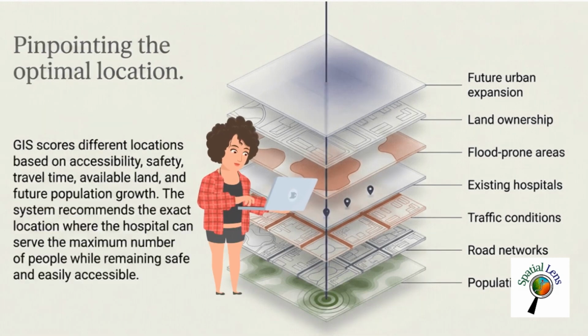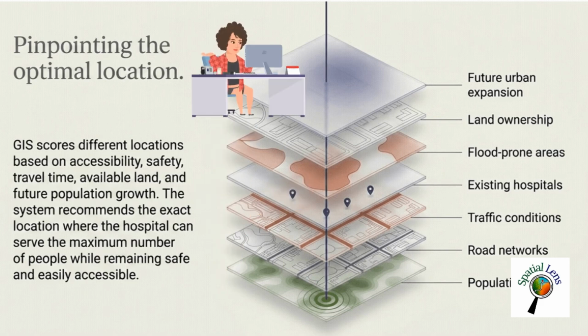It scores different locations based on accessibility, safety, travel time, available land, and future population growth. Finally, GIS recommends the location where the hospital can serve the maximum number of people while remaining safe and easily accessible. Instead of making decisions based on assumptions, planners make decisions based on spatial analysis.